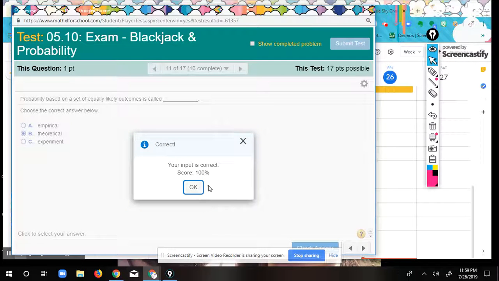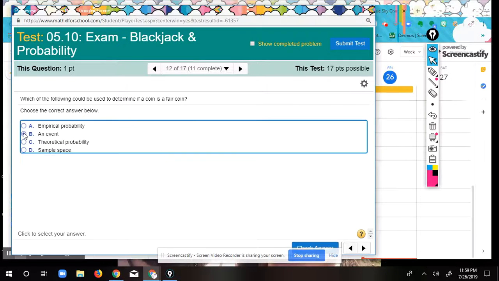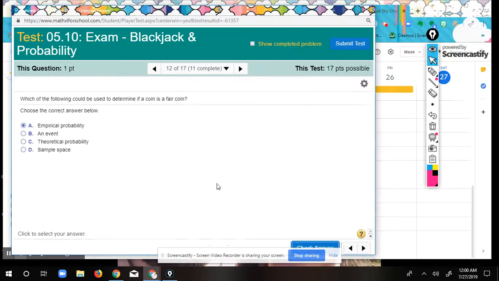Okay, so it's definitely theoretical. And these vocab ones, you can always look them up if you don't remember. Okay, which of the following could be used to determine if a coin is a fair coin? We would call that an event. Ooh, or empirical probability. I think this one's empirical probability. Yeah, so empirical probability is a way of determining if something is fair.